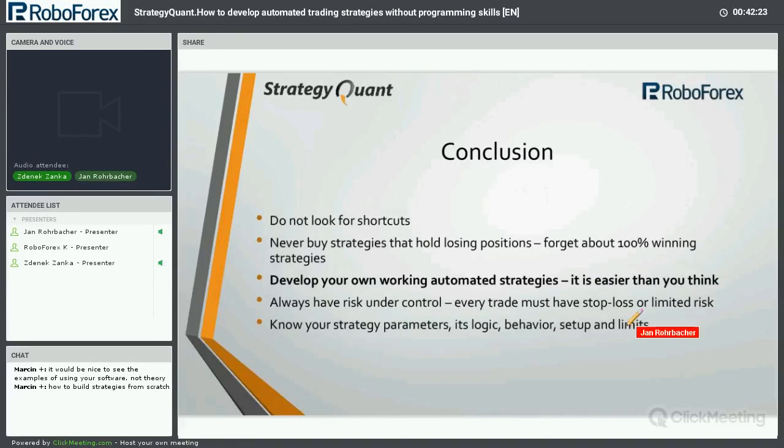All right, so to make up a conclusion, like I said a lot of times, please do not look for shortcuts. You definitely need to do some homework. There has to be some effort put in improving your trading strategies. Never buy strategies that hold losing positions, like we discussed before.